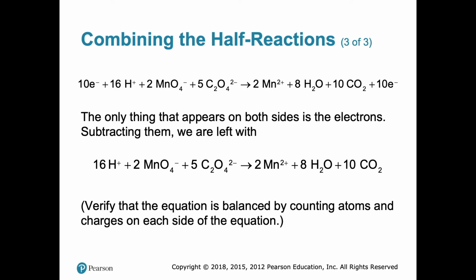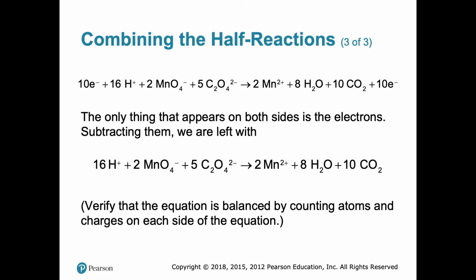And then that leaves us with our final equation, which is 16 protons plus 2 permanganates plus 5 oxalates gives us 2 manganese 2s, 8 waters, and 10 carbon dioxides, and a partridge in a pear tree, right? So at this point, you can go through and add up all the charges and add up all the different individual atoms, and it should be the same on both sides. So yes, redox reactions, when you balance them, are much more complicated than doing a regular chemical equation. But as long as you follow the steps, it should be pretty simple, okay?